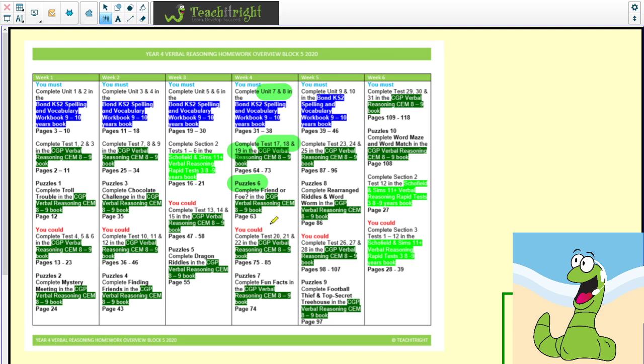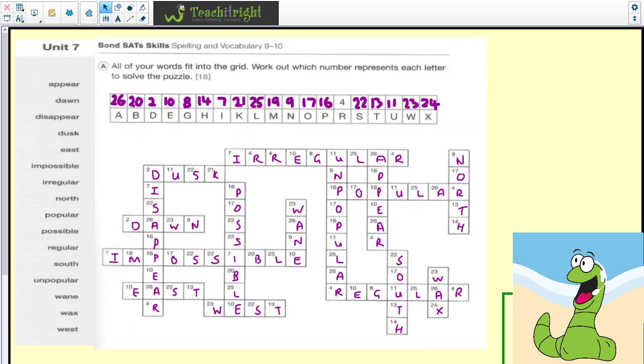So, shall we start then with the vocabulary book, the Bond Key Stage 2 Spelling and Vocabulary Workbook for years 9 to 10. So this is quite an advanced book, but hopefully you're finding it okay and you're enjoying the activities that are in this book. Let's have a look at the first one. So let's read what we've got to do.